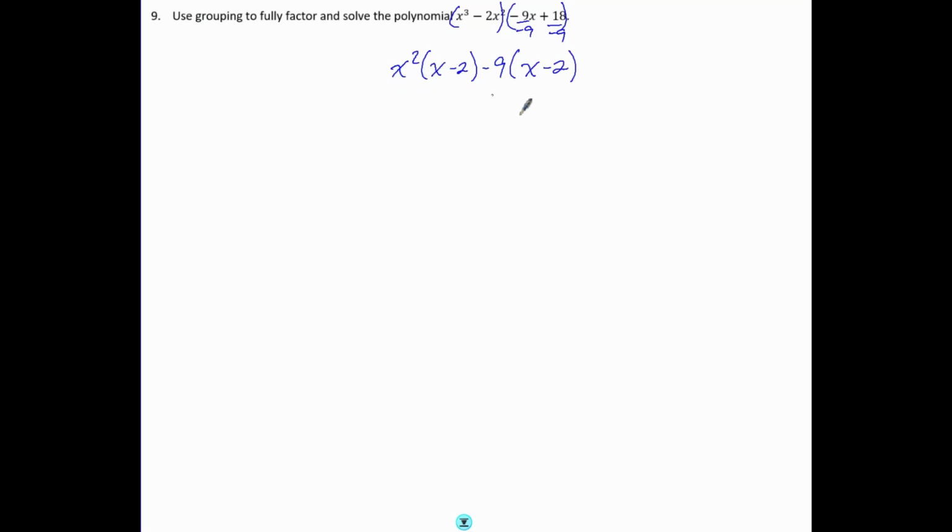Well, this x minus 2 is the same, so we're going to factor that out from them. So x minus 2, and then we have x squared minus 9 left over. Well, this x squared minus 9 is a difference of squares, so that can be factored again. So we have x minus 2, and then x plus 3, and then x minus 3. So this is going to be the fully factored form of this polynomial.